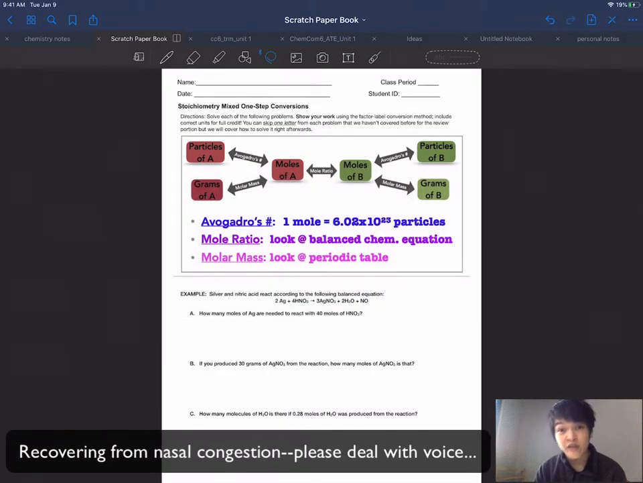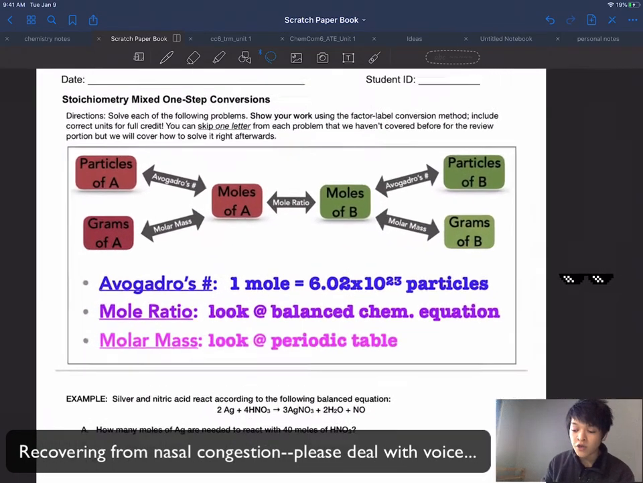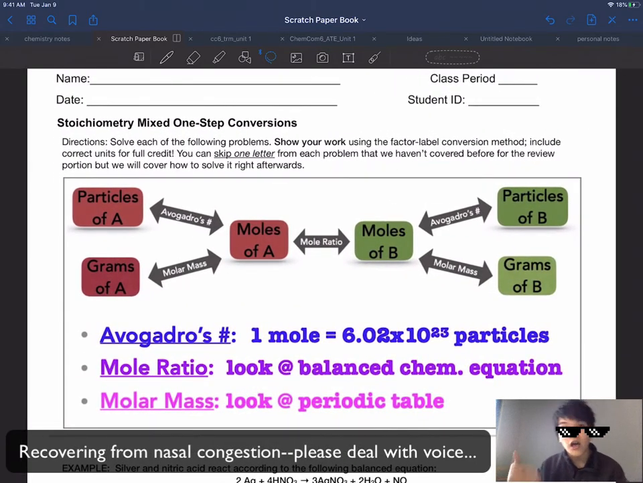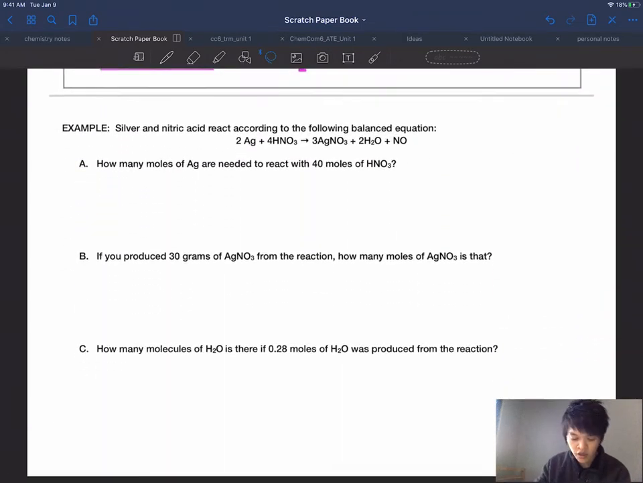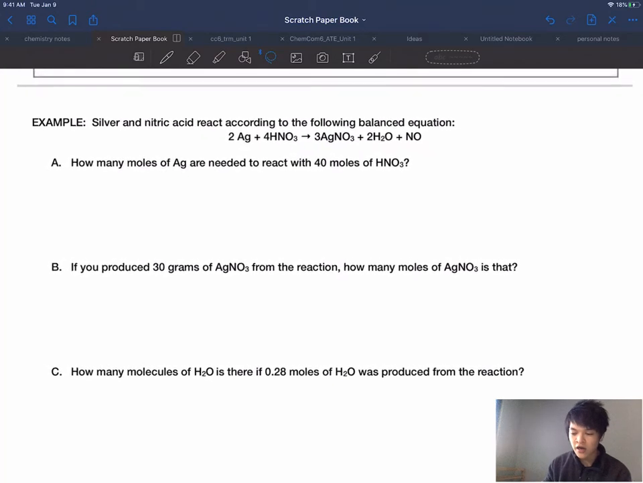Stoichiometry, one-step conversions. This is a one-page double-sided worksheet to help you practice these stoichiometry one-step conversions. I'll refer to this flowchart as we are doing these problems. So let's take a look at our first example.